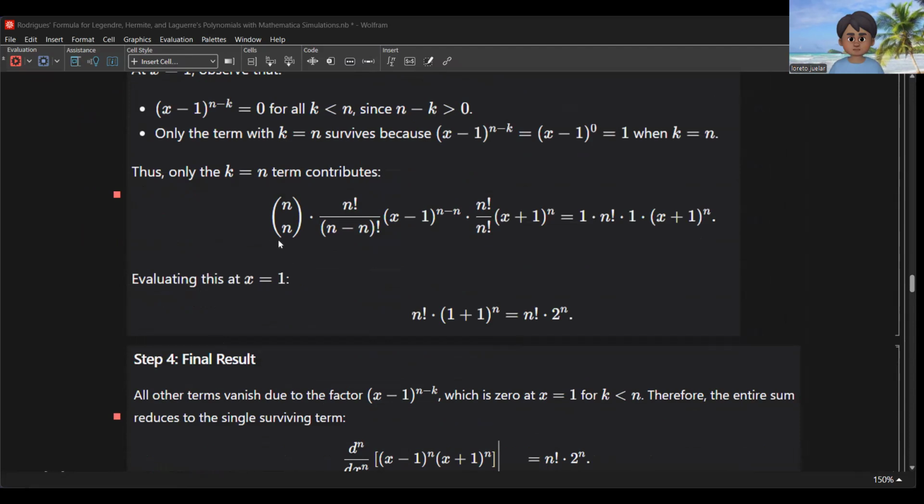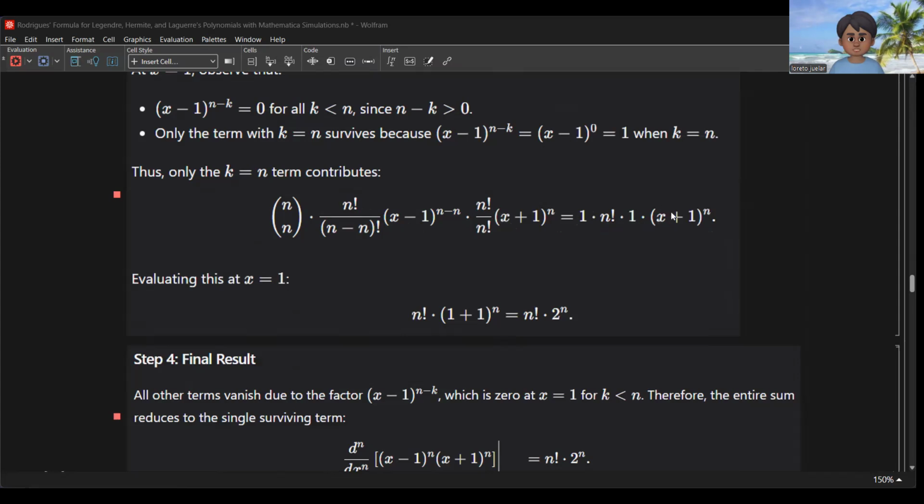So n choose n, the combination of n taken n at a time, is equal to 1. So n factorial divided by 0 factorial is equal to n factorial, and n factorial over n factorial is equal to 1. Then this is multiplied by x plus 1 raised to the n. Now evaluating this at x equal to 1.